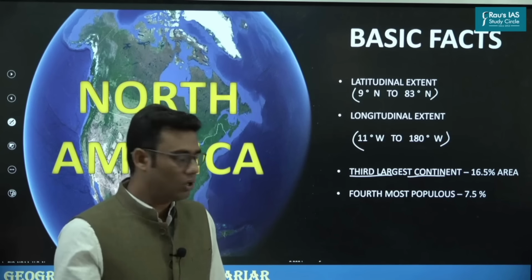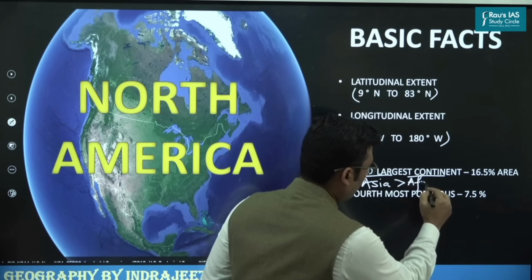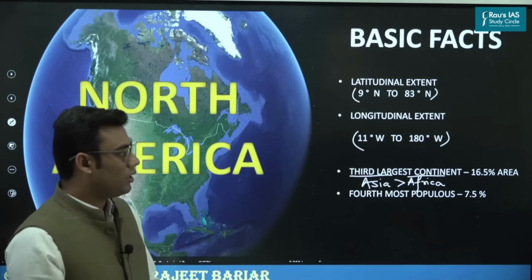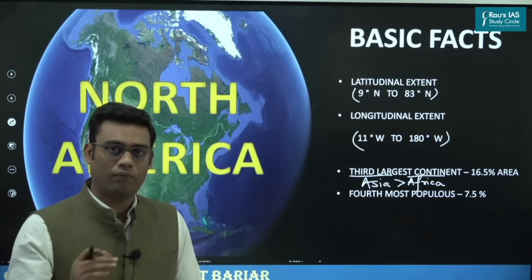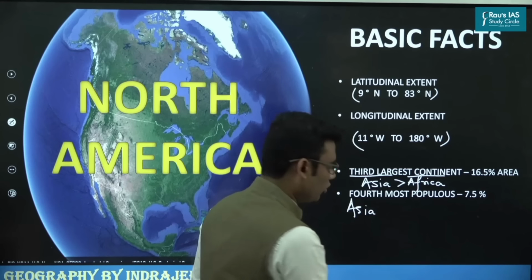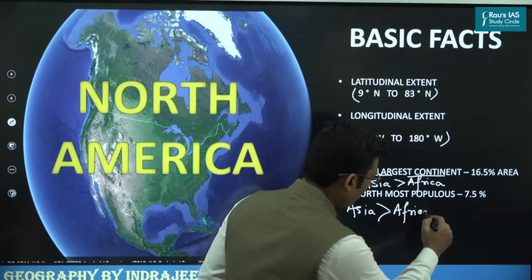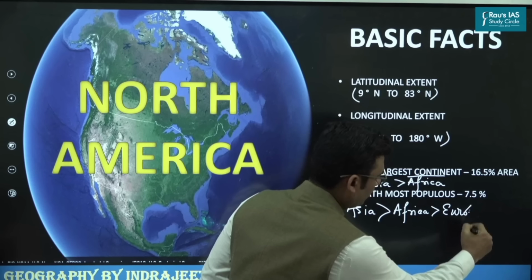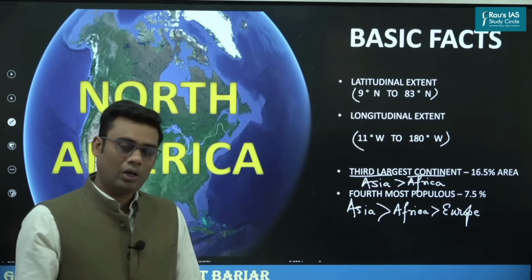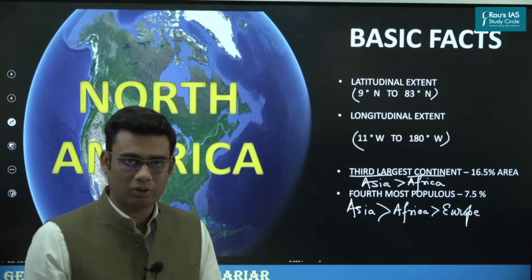Which are the first two continents? The largest continent is Asia, followed by Africa, and then comes North America. Similarly, in terms of population, this continent is the fourth most populous continent in the world. Again, Asia is the most populous continent, followed by Africa, followed by Europe.